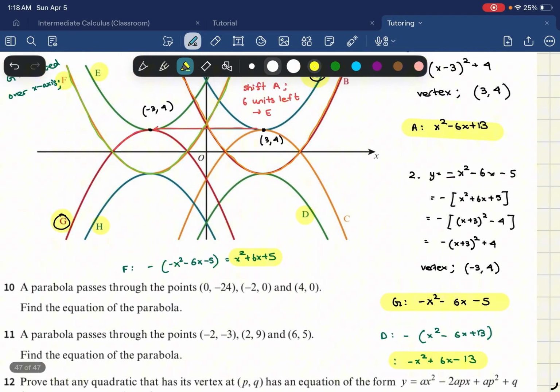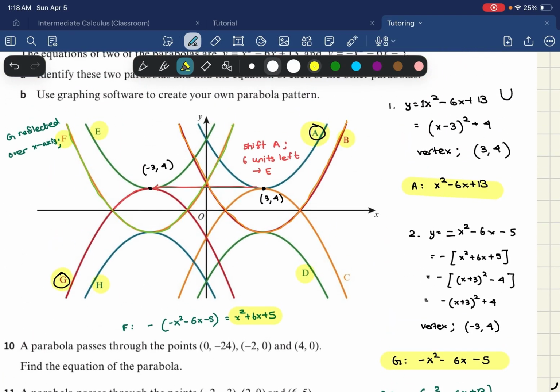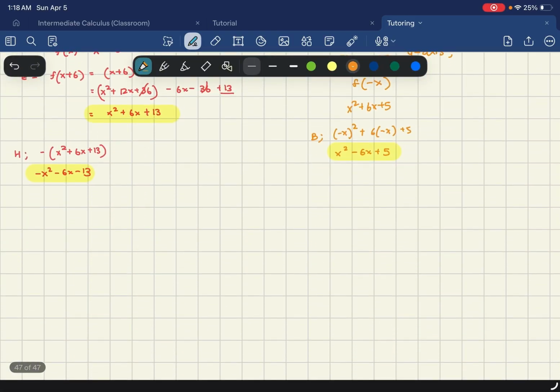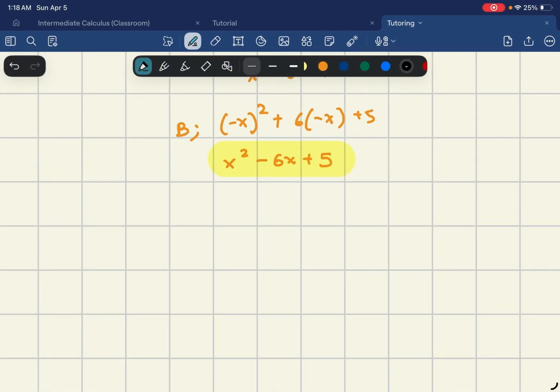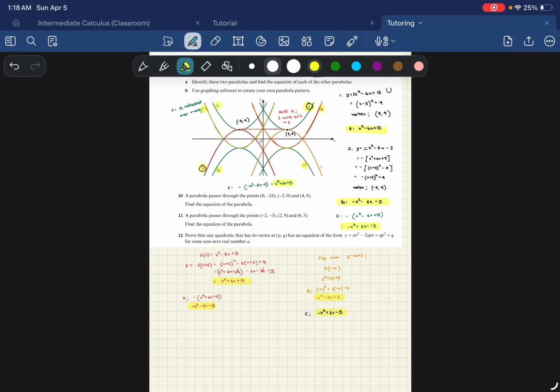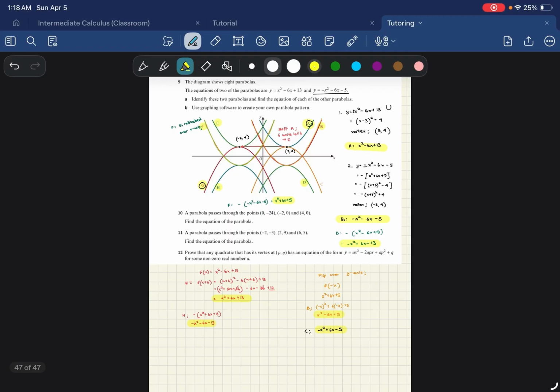And now that I know b, c is just b reflected over the x-axis. So c is just minus of b. So c is just minus x squared plus 6x minus 5. All right. So now we have figured out all the equations. So you just used two parabolas, you used symmetry, you used transformations to figure out the equations of everything else.